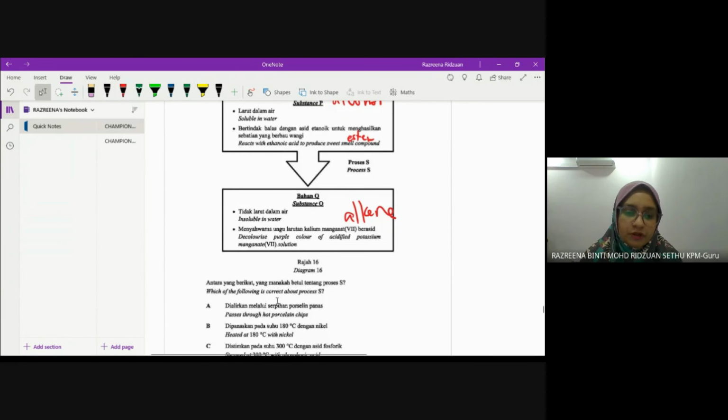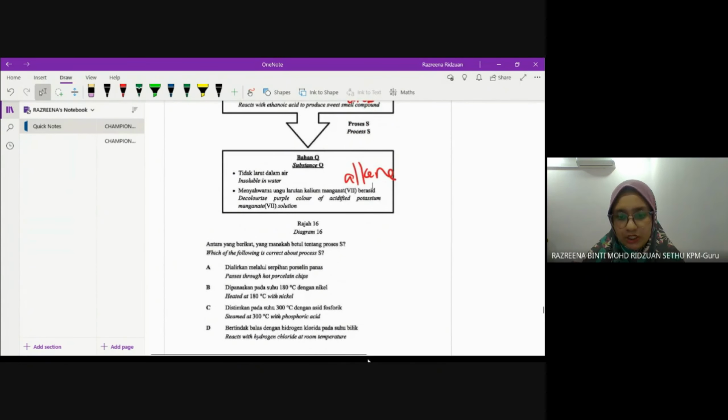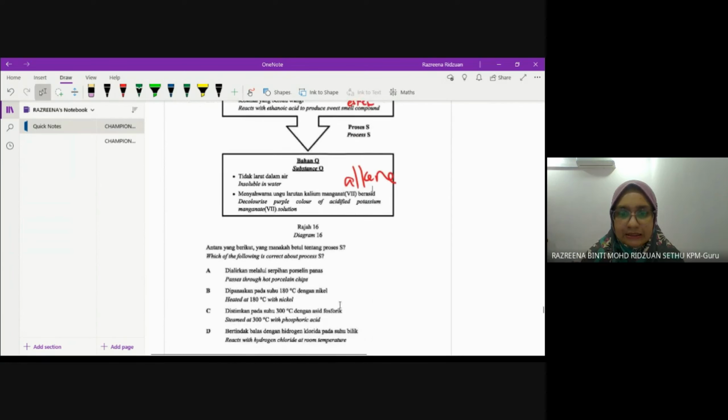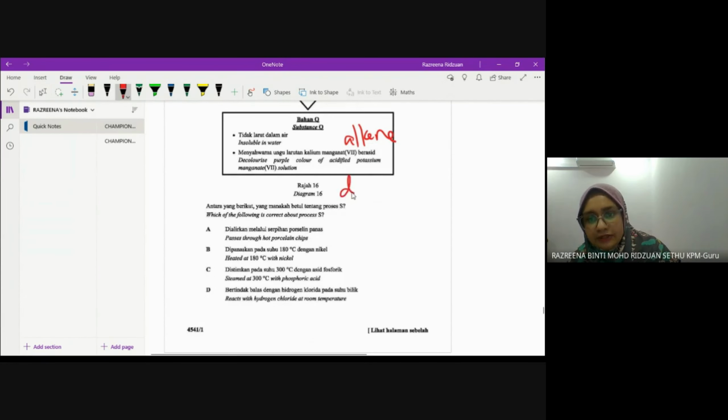Which of the following is correct about process S? So from alcohol to alkene, what can you do? It is actually dehydration, because you are removing water. Alcohol, to get alkene, you remove water. You pass it through hot porcelain chips, which will absorb the water.